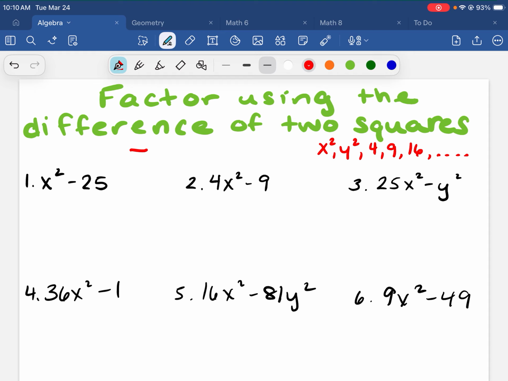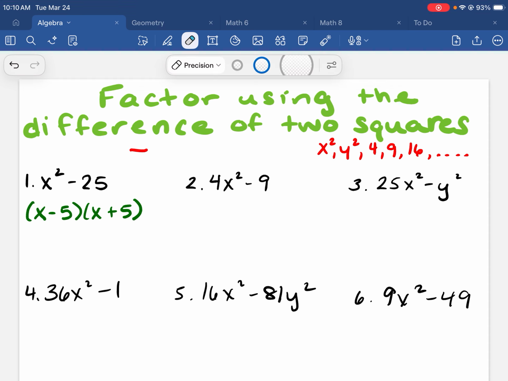So x squared minus 25, the square root of x squared is x because x times x is equal to x squared. 5 times 5 is equal to 25, so I have factors of x minus 5 and x plus 5. Those are conjugates because they are opposites, plus and minus. If I were to multiply these out, I'd first have x squared. On the outer terms, I'd have plus 5x. The inner terms, I'd have minus 5x, and the last terms, I would have minus 25 or negative 25. Positive 5x and negative 5x cancel each other out, so we're just left with x squared plus negative 25 or x squared minus 25.